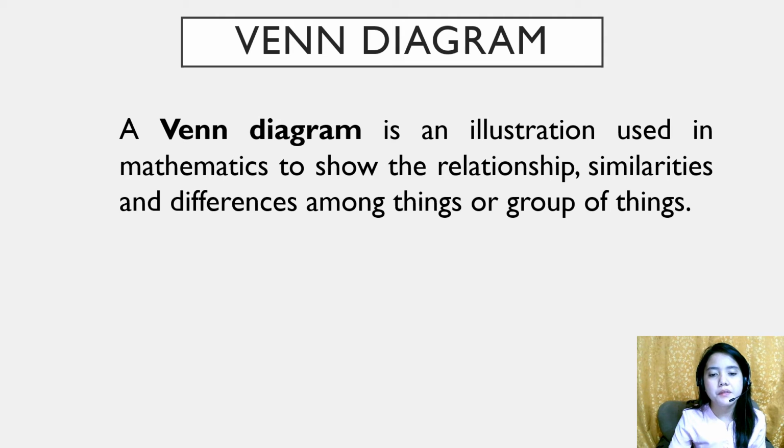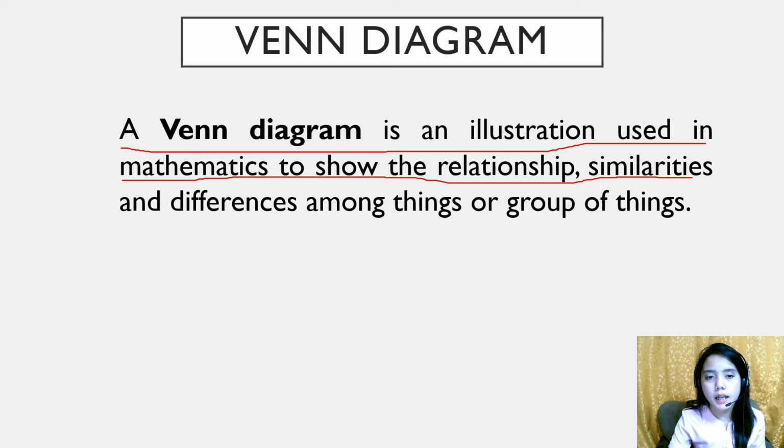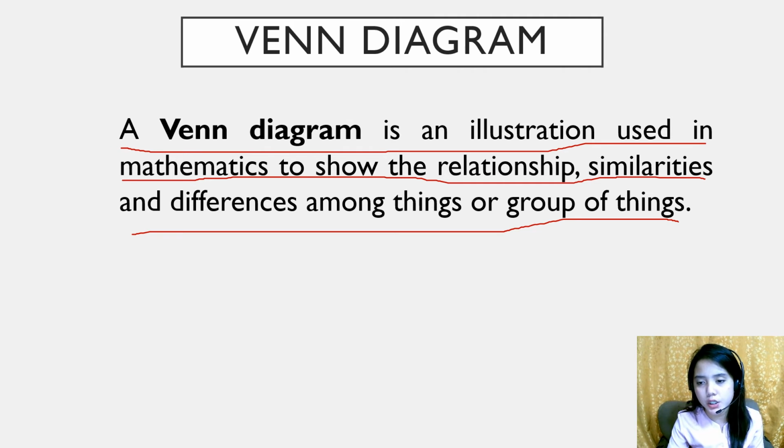Okay, so what is a Venn diagram? Everybody read it with me. A Venn diagram is an illustration used in mathematics to show the relationship, similarities, and differences among things or group of things. Okay, so we also use Venn diagram in English, but in English, we separate or differentiate two things using a Venn diagram. In mathematics, it's somehow the same, but in mathematics, it shows the relationship, the similarities and differences of the things.